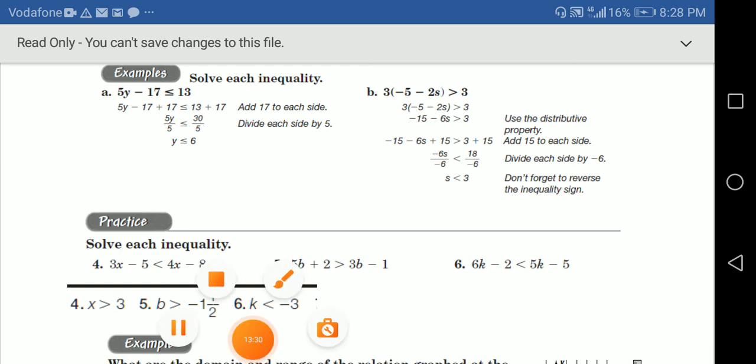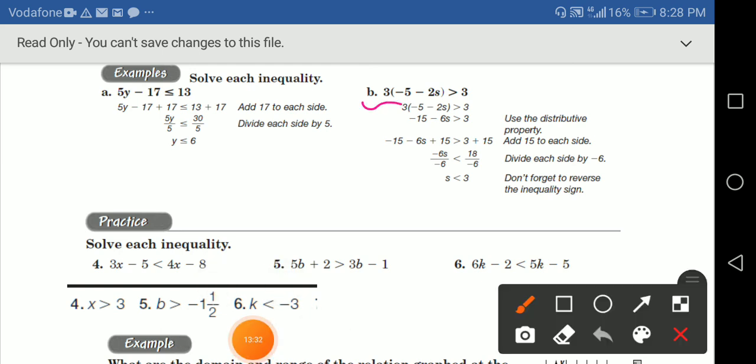Okay, let's do another one here. I have the distributive property, so I'm going to multiply 3 times negative 5, which gives me negative 15. Then 3 times negative 2x, negative 6x.